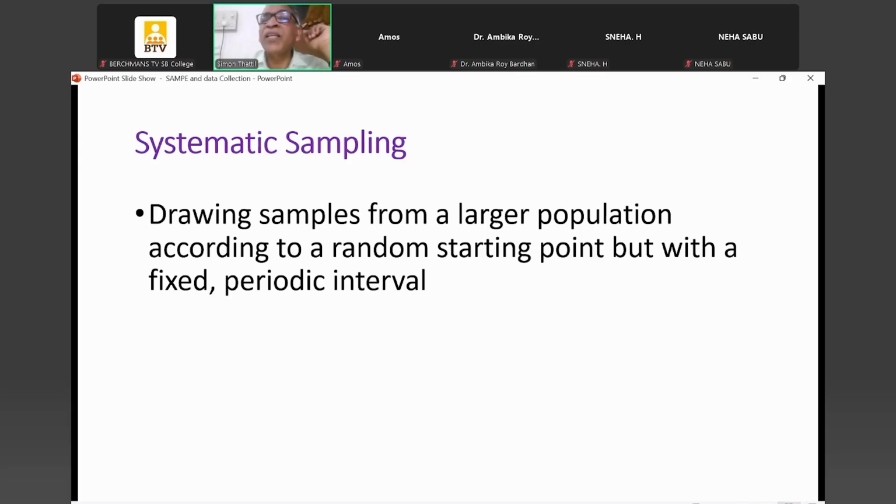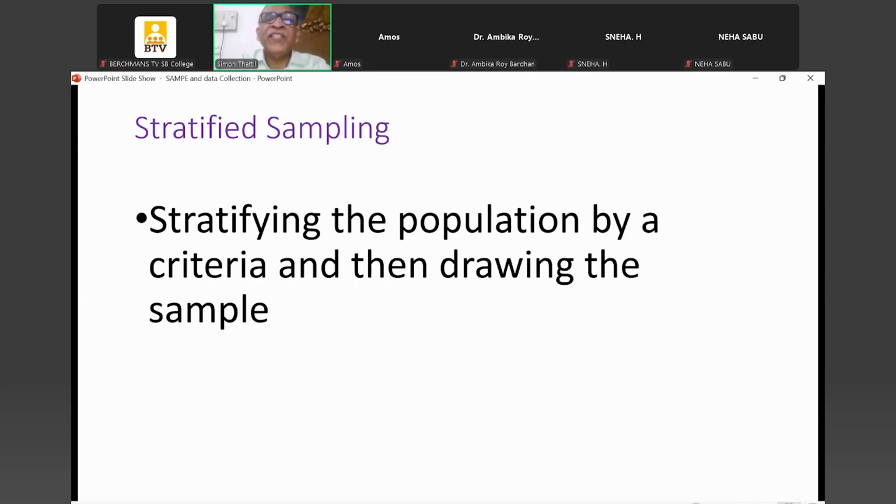That is systematic sampling. Now you have stratified sampling. Here you're stratifying the population by a criteria and then drawing the sample. Now what is that criteria? As we were discussing yesterday, it's based on what your research question is. Now suppose the population of, let us say, residents in a city is something like 1 lakh. Then I'm trying to look at what the strata are. It could be based on the wards. It could be based on gender. It could be based on income.